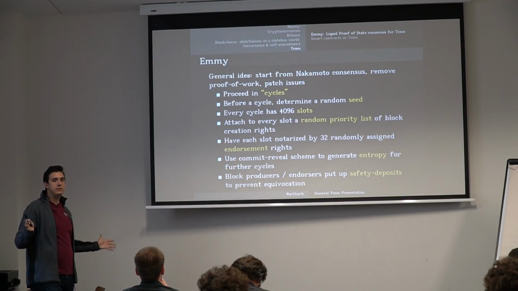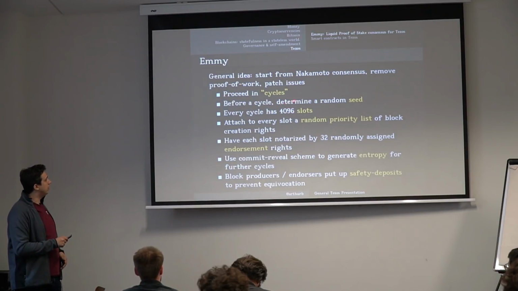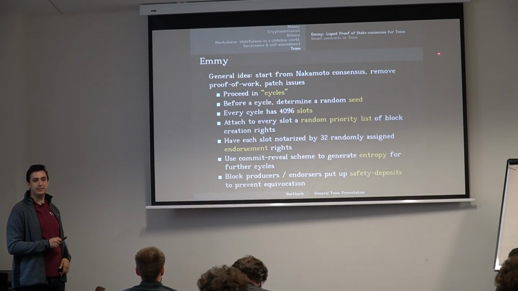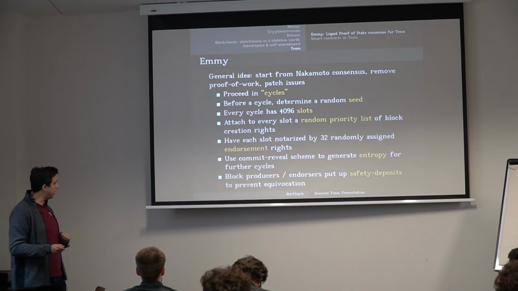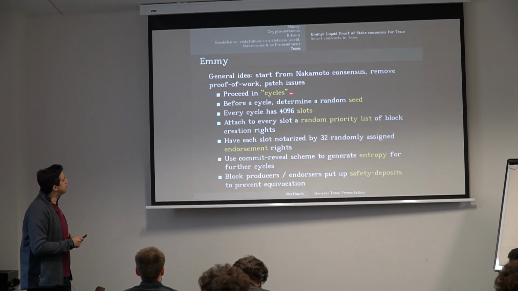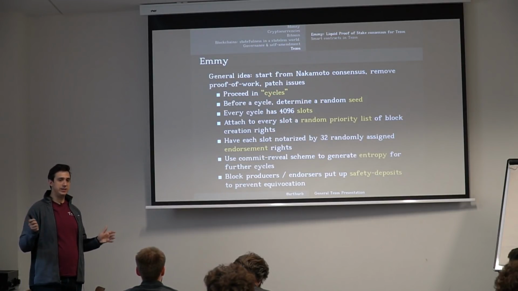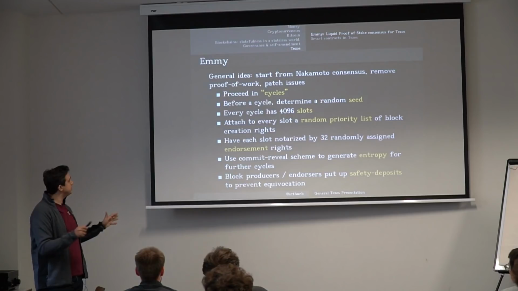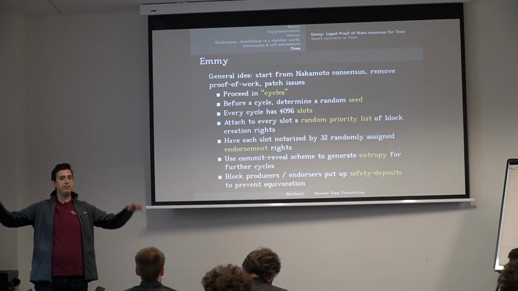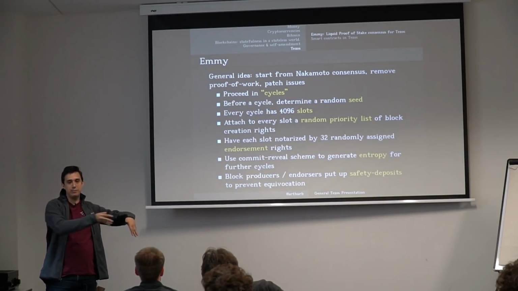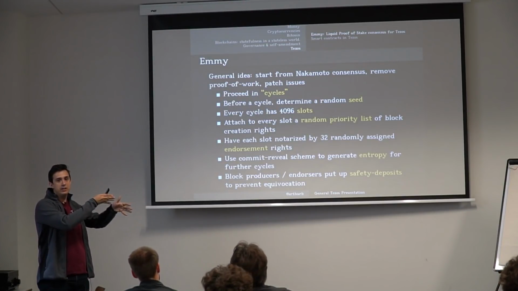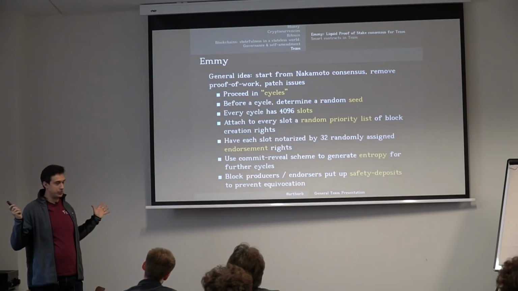So a cycle is a set of blocks, and typically it's going to be 4,096 blocks, each of which belongs to a given slot. Before a cycle, you determine a random seed, and we'll see how we do that. So picture yourself a cycle. You have 4,096 slots. In each of these slots, you're going to be able to fit exactly one block, and you have a random seed at your disposal.